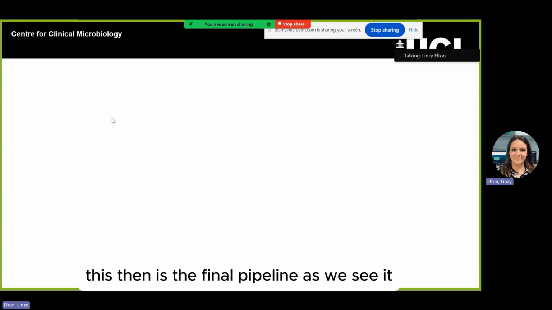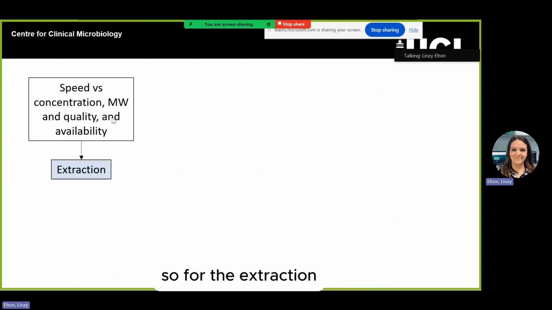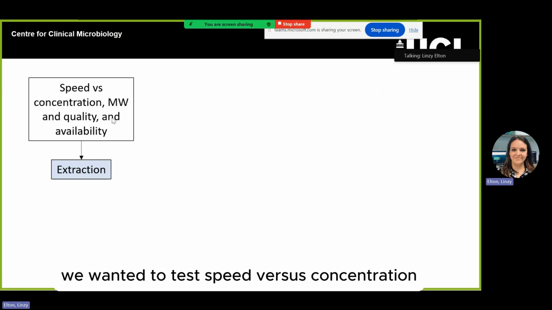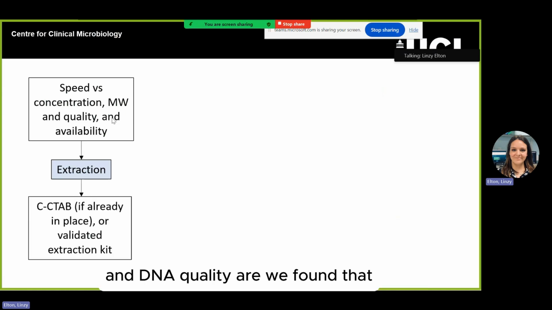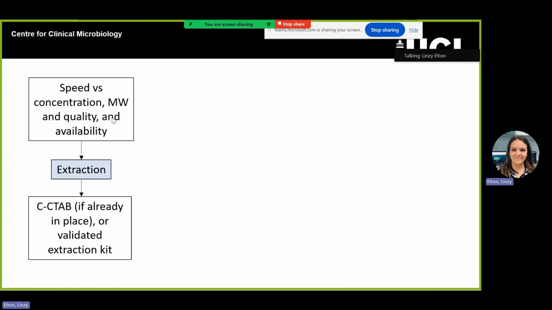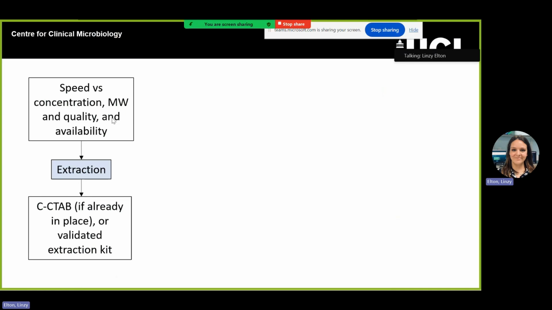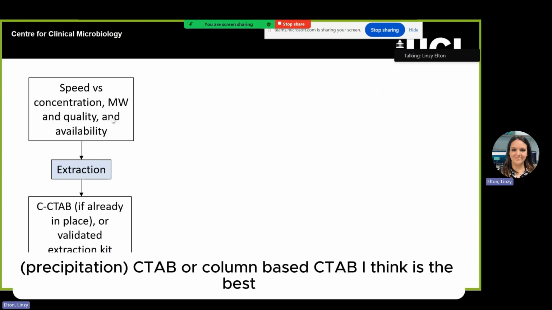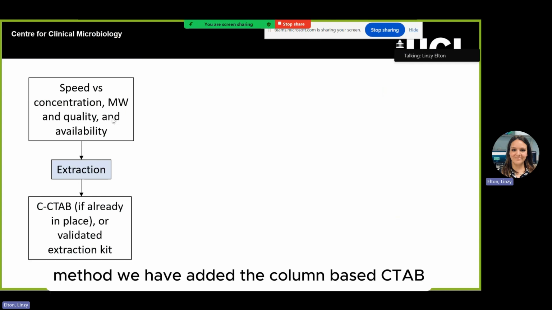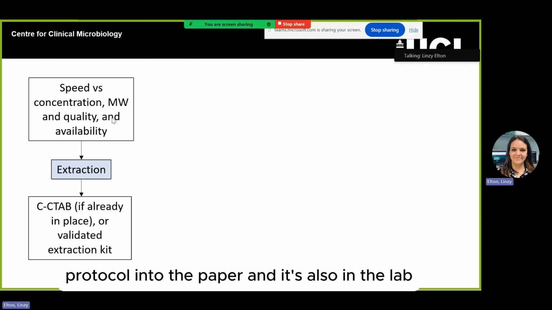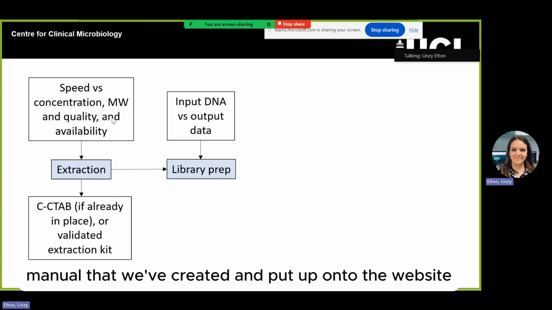This then is the final pipeline as we see it. For the extraction, we wanted to test speed versus concentration and DNA quality. We found that column-based CTAB or a validated extraction kit, if you have something like QIAGEN... I don't think, having tested it, QIAGEN will give you enough DNA. So CTAB or column-based CTAB, I think, is the best method. We have added the column-based CTAB protocol into the paper, and it's also in the lab manual that we've created and put up onto the website.